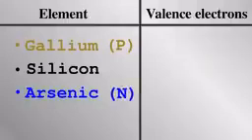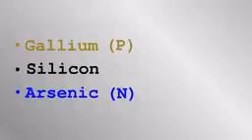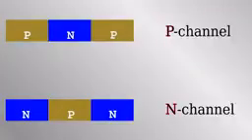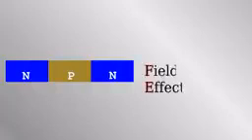Trace amounts of these elements, typically 1 for every million silicon atoms or so, are implanted by chemical diffusion or by firing them out of a particle accelerator. Transistors are made by sandwiching a region of one of the dopants between 2 of the other. Let's look more closely at the N-channel configuration. This by itself does not conduct electricity, but when an electric field is applied to it, a conducting channel forms, hence the name field effect transistor.